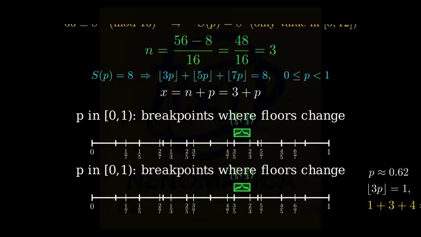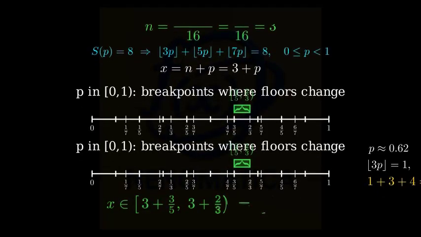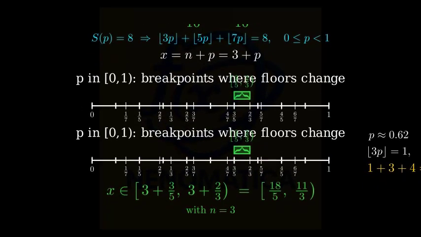Finally, since x equals 3 plus p, and p lies from 3/5 to 2/3, x lies from 3 plus 3/5 to 3 plus 2/3. That is, x in the interval 18/5 to 11/3 with the right endpoint excluded.